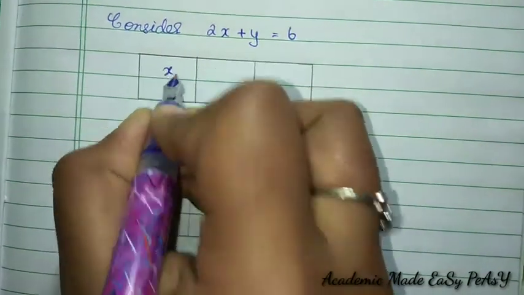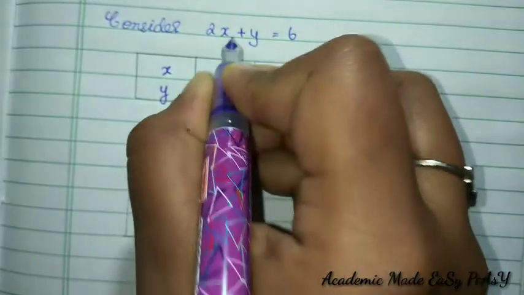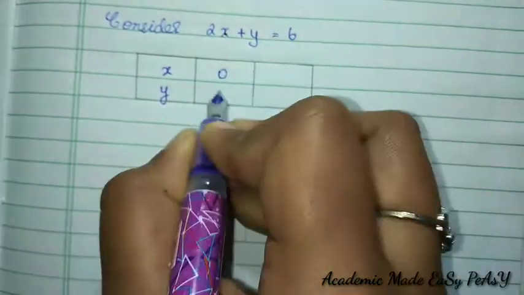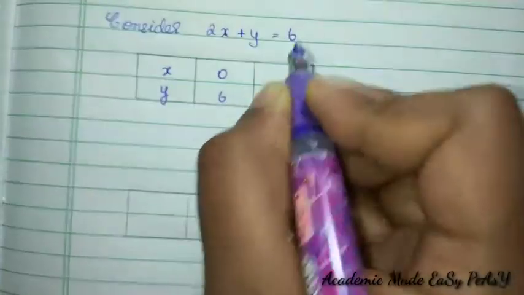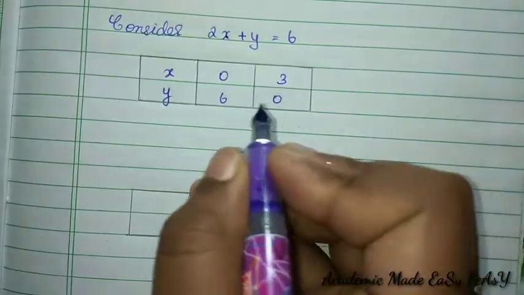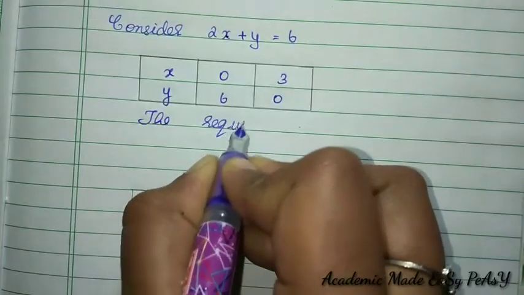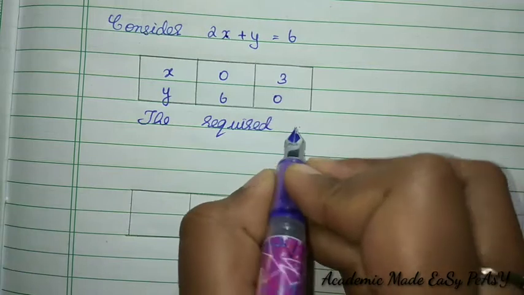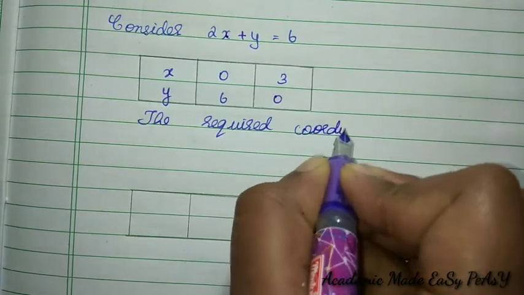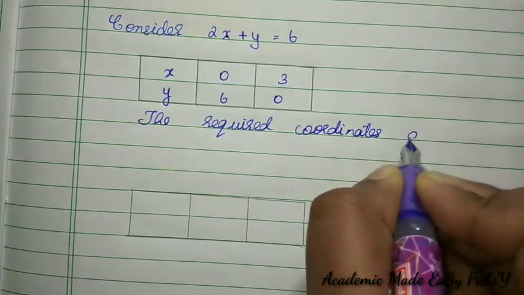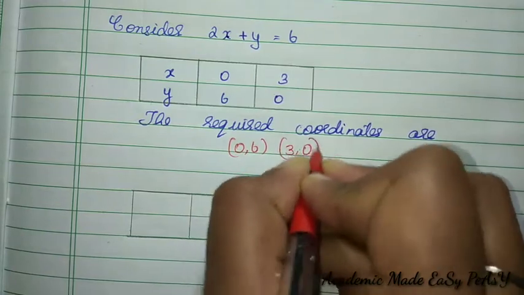So here x, y. I will take my x as 0 first, so 0, and if I have this term as 0, it will be 6 over here, and if I have 0 in y, I will have 3. You know why I'm doing it like this, no? So therefore the required coordinates for 2x plus y will be 0, 6 and 3, 0.